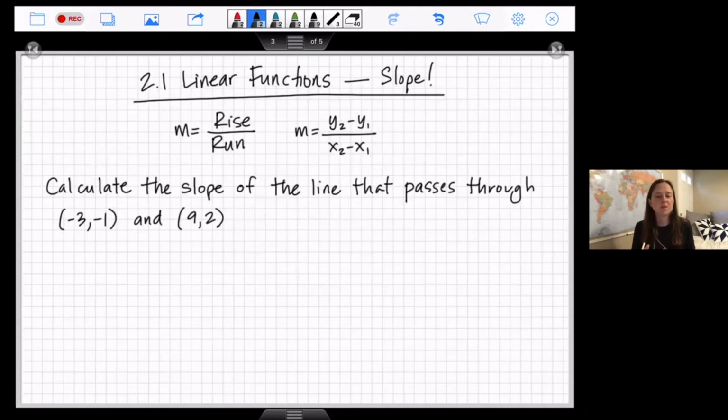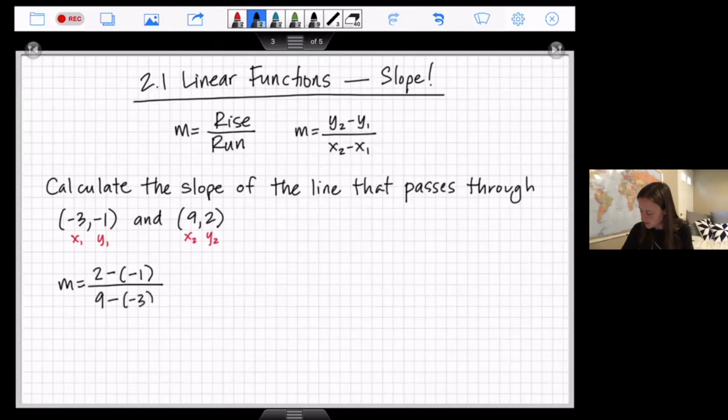Okay, so I copied our two notions of slope here, rise over run, and the formula we just came up with. And now we want to calculate the slope of the line that passes through these 2 points. Okay, so it doesn't really matter which one you label as x1, y1, and x2, y2. Just don't mix and match your subscripts. Make sure they're in the pair together. Okay, so I'm just going to plug into my slope formula, y2 minus y1 on top. So that's going to be 2 minus a negative 1, subtracting y coordinates. And then on the bottom, we subtract x coordinates, 9 minus a negative 3.